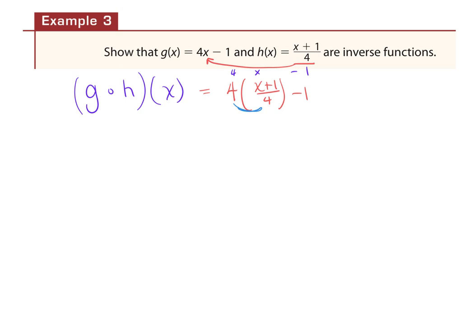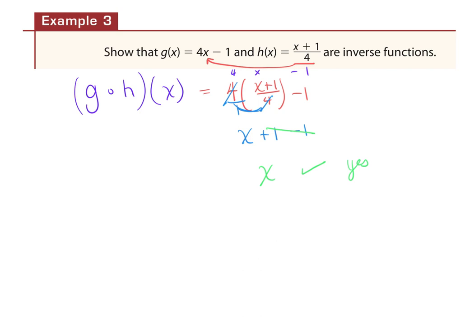What happens with these 4? I have a 4 in the numerator and a 4 in the denominator. What can I do with those? 4 over 4 just reduces to 1 over 1, right? Everybody see that? You can cross cancel when you're multiplying. So now I'm left with x plus 1 minus 1. What happens to 1 minus 1? It zeroes out. So now I'm left with just x. Yes, these are inverses of each other. When you take the composite and you get just an x, they are inverses of each other.